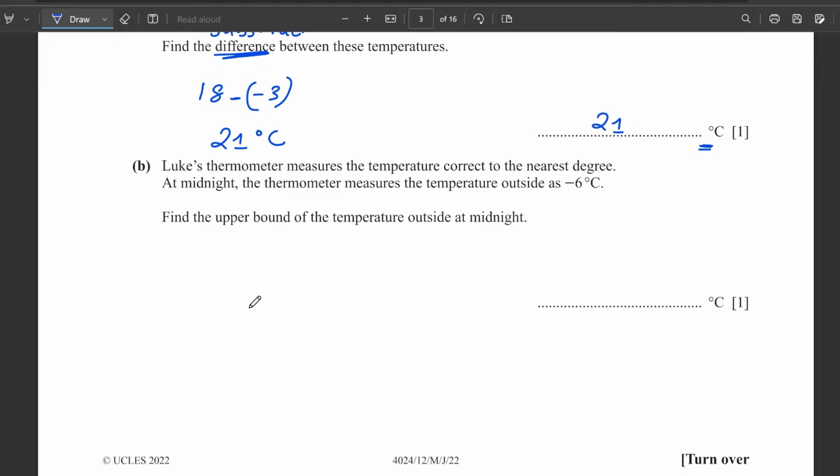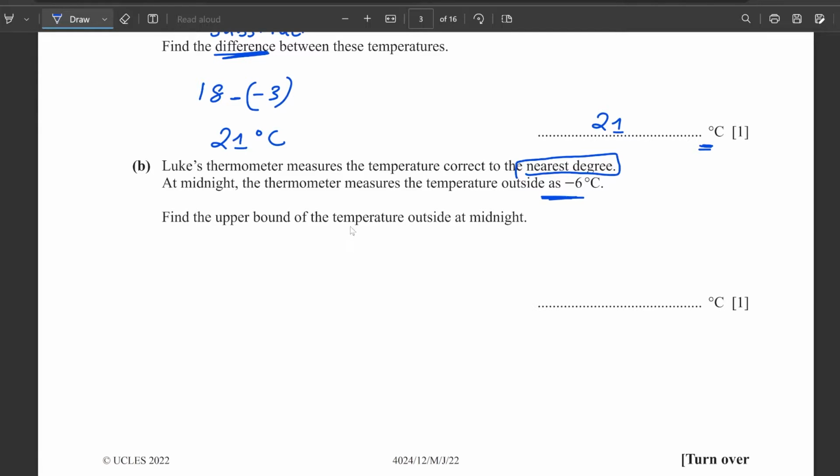Luke's thermometer measures the temperature correct to the nearest degree. Very important information: nearest degree. At midnight, the thermometer measures the temperature outside as minus 6 degrees centigrade. Find the upper bound of the temperature outside at midnight.